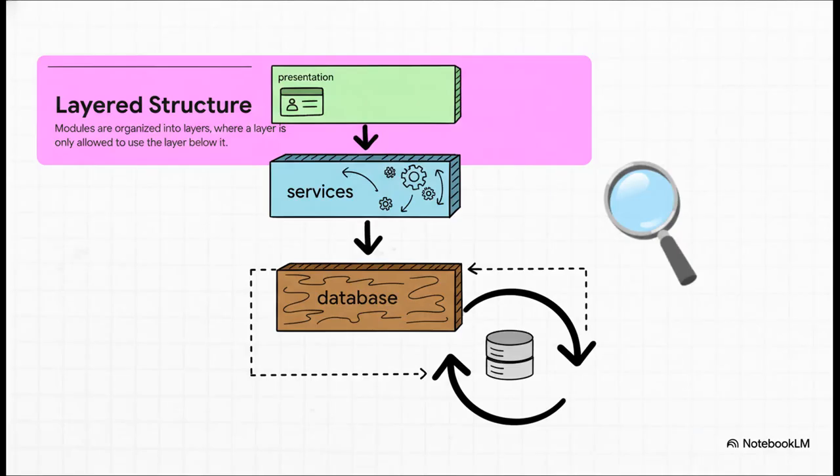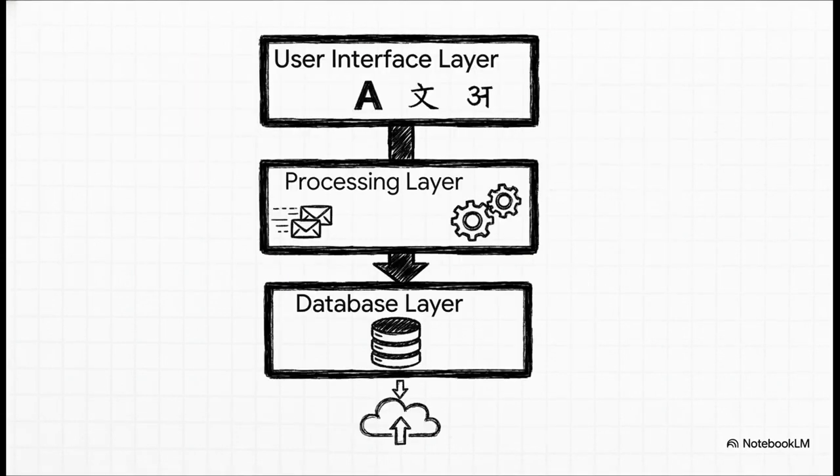Now let's talk about another key module structure, the layered pattern. Here, you organize modules into stacks, kind of like a cake, and there's one simple rule: a layer can only use the services from the layer directly underneath it. This keeps things incredibly clean and means you can swap out an entire layer, like your database, without breaking everything above it. Just think about Gmail.